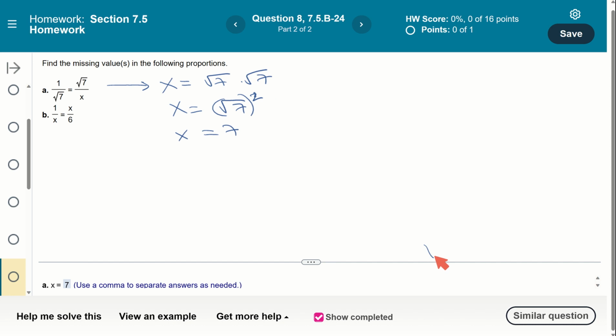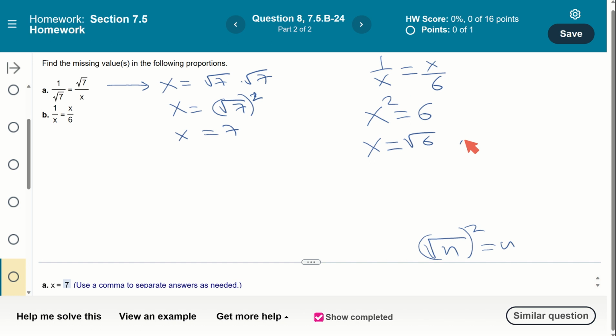Right? The square root of any number squared is the number itself, remember? As long as it's well defined. All right. For part B, we have 1 over x equals x over 6, right? So let's cross multiply. We get x squared equals 6. Remember the two numbers that you have to square to get 6? One of them is the square root of 6. The other one is what? The negative square root of 6. So we have two solutions. Normally, we present that solution as x equals plus or minus square root of 6, like that.